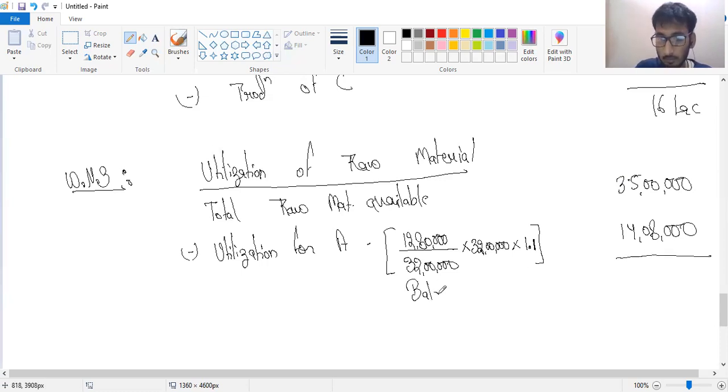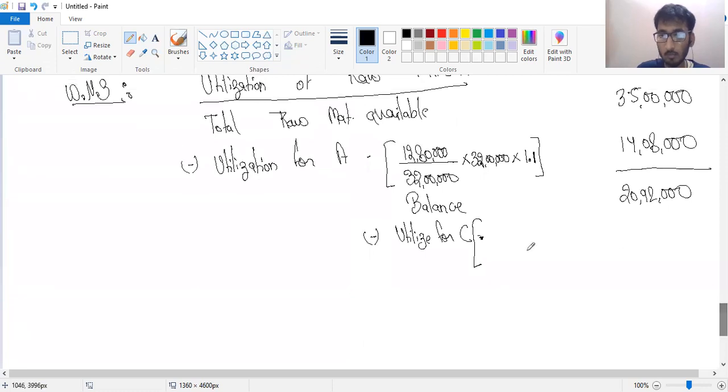Balance. It is 20 lakh 92,000. Now utilize for C. How much would be utilization for C? Sorry, just a second.